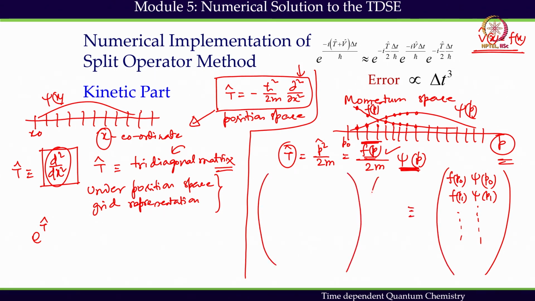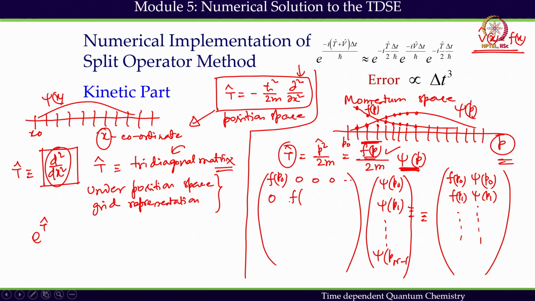I have a diagonal matrix. This is psi p0, psi p1 like this, psi pn minus 1, and here I have the diagonal matrix for the kinetic energy operator in the momentum space, p0, then 0 0 0. It gets the diagonal form just as a consequence of the matrix multiplication rules. Then P1, then 0 0 0, then 0 0, F P2 0 0 0, like this way. So we get the diagonal form.